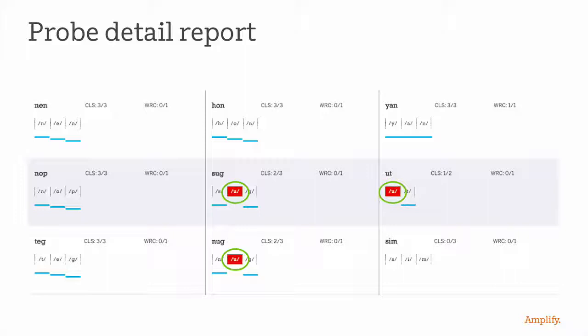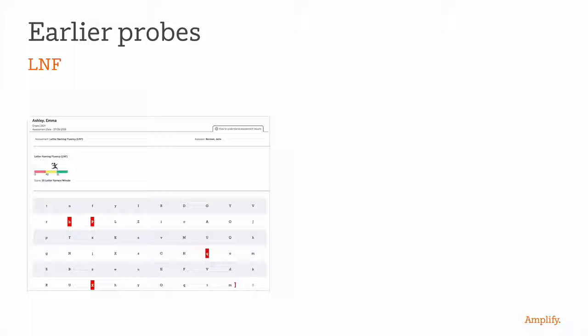Ms. Benson also notices that Emma is generally able to read words that use the vowels I and E, but isn't as comfortable with the vowels A and O. Ms. Benson decides to look back at the probe report for earlier measures to see if she can gather any more information on Emma's precursor literacy skills.